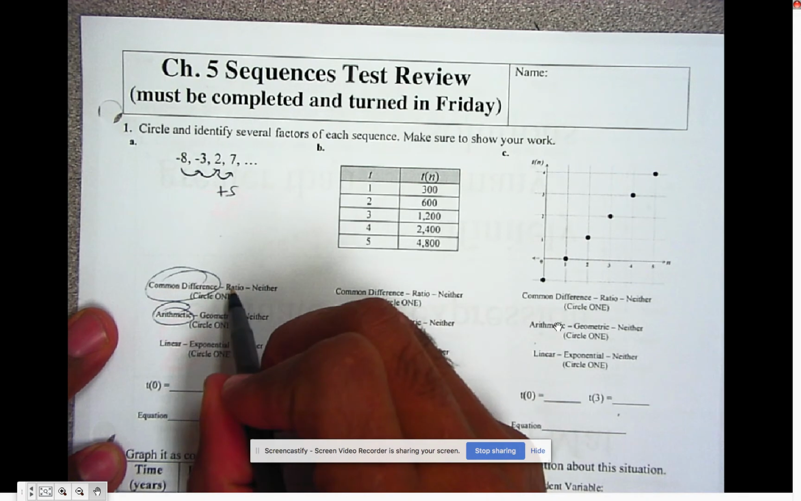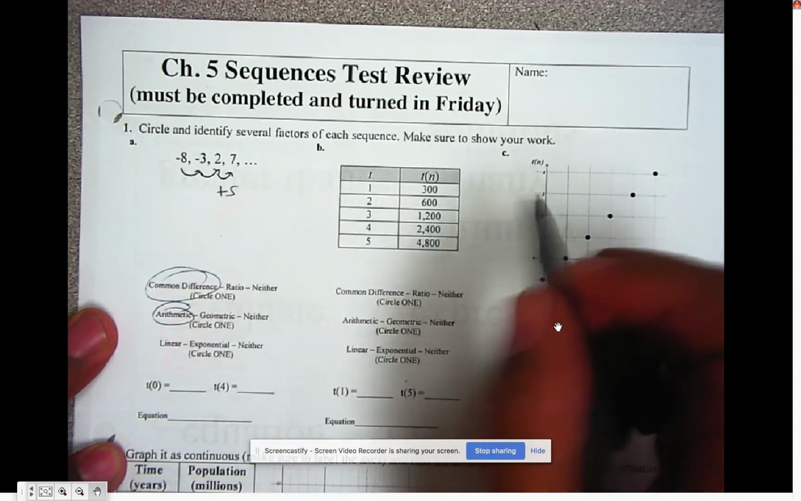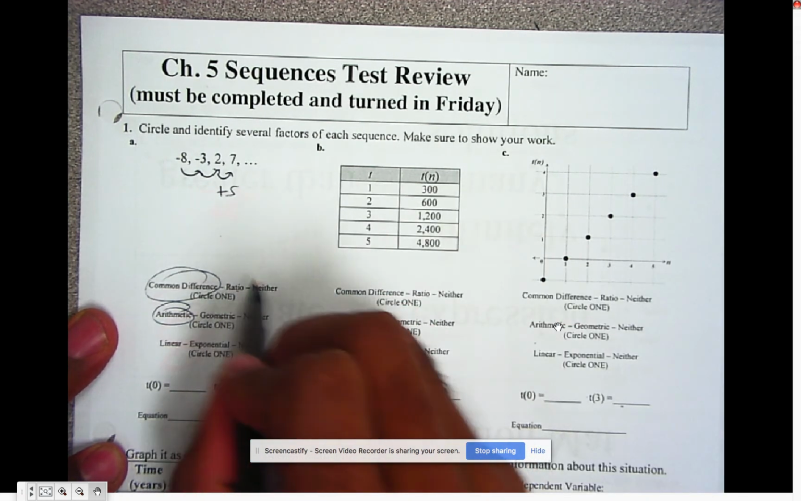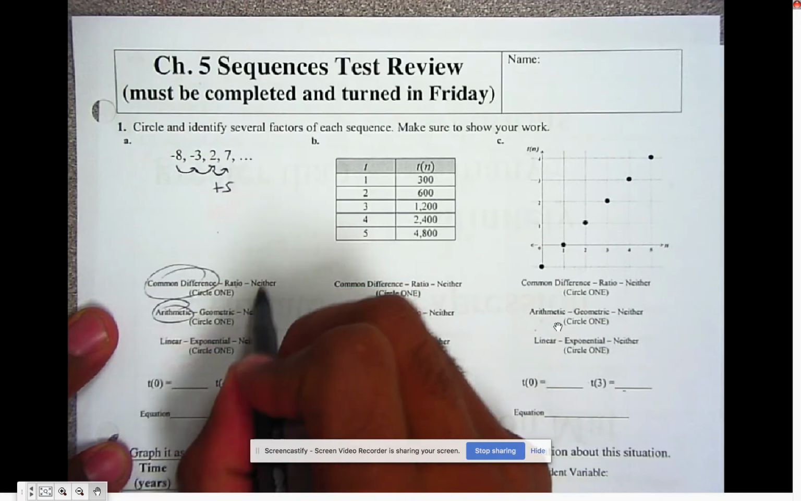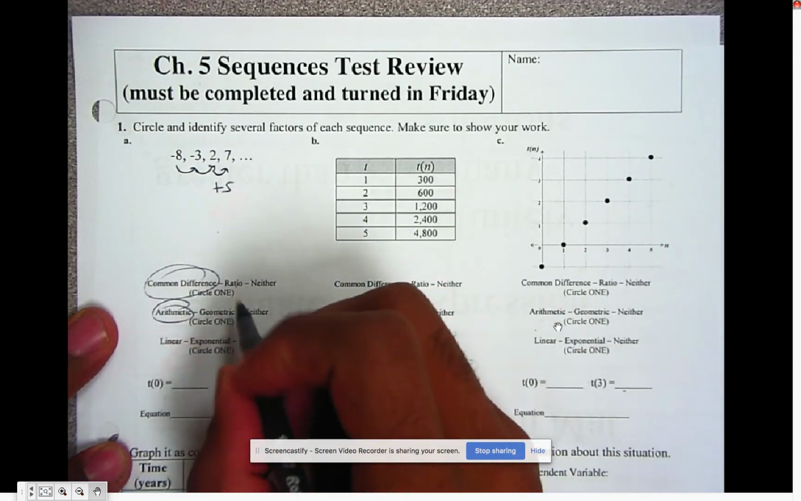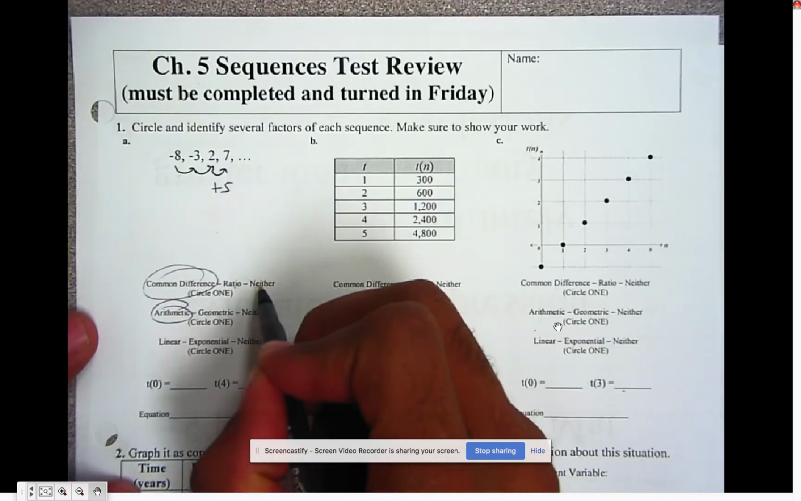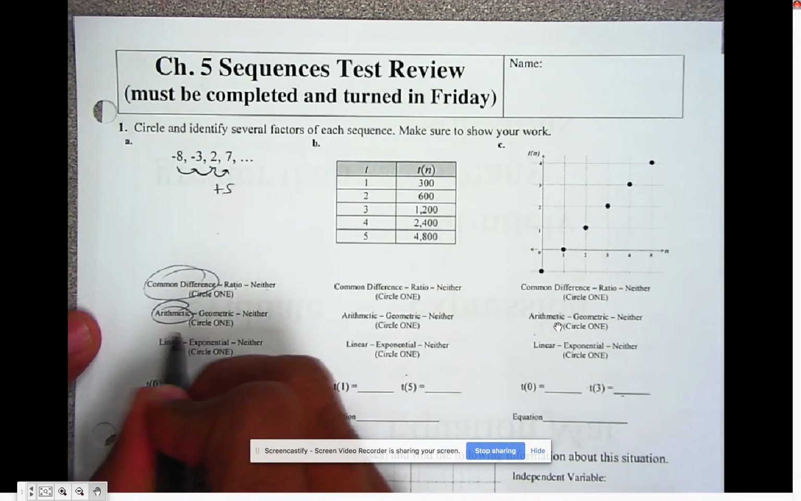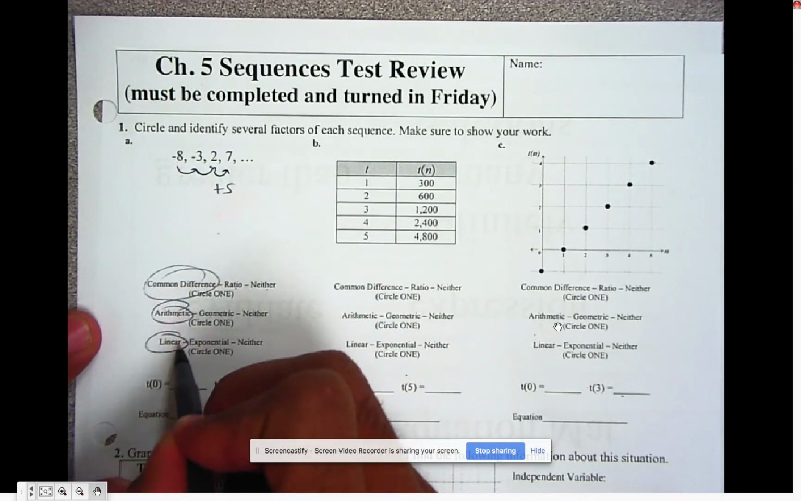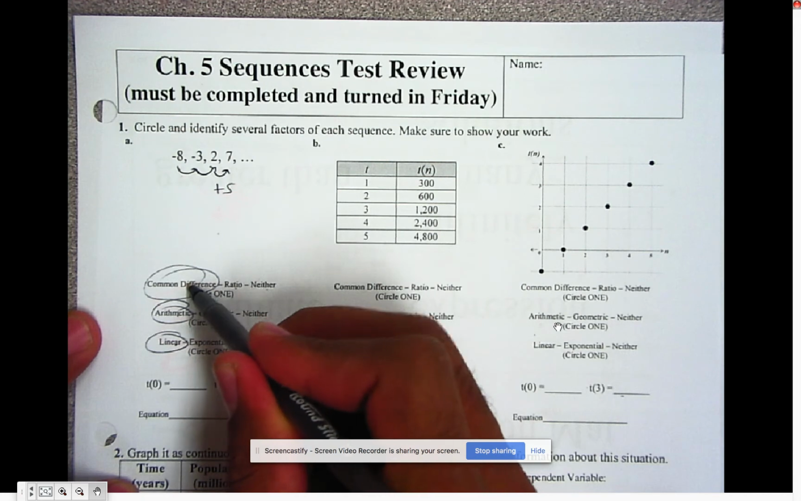If it were multiplying, such as in the next one, then you'd call it a ratio. But if it's a pattern where it's neither adding nor multiplying a constant factor, then it would be neither. That also makes it linear. Anytime it's arithmetic, you know that you're going to have the linear and a common difference.